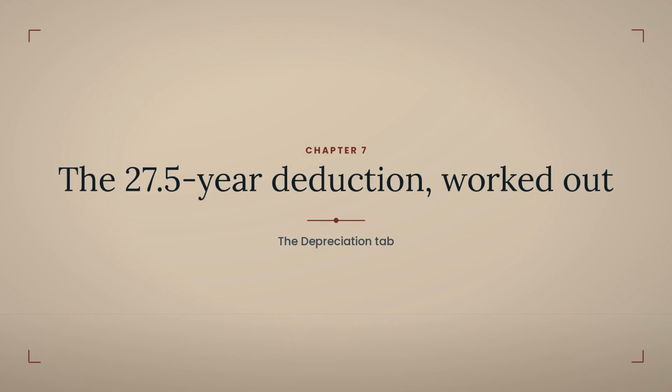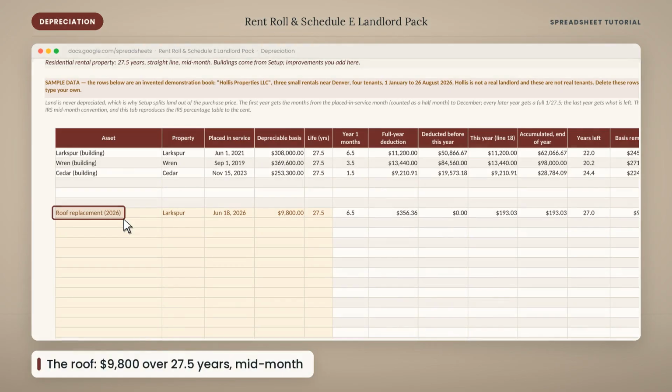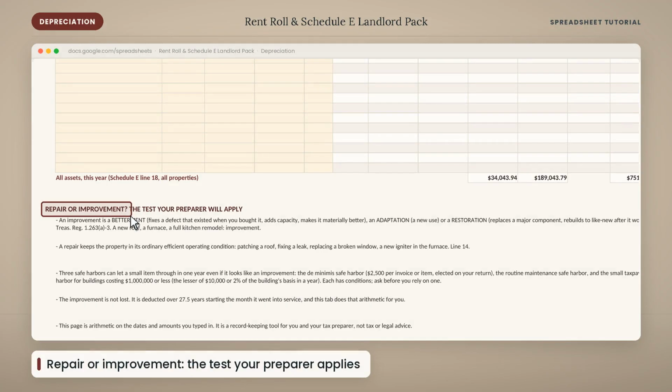Chapter 7. The 27.5-year deduction, worked out. Depreciation is 27.5 years, straight line, mid-month. Buildings come from setup, the roof you add here. Placed in service June 18th, it gets 6.5 months this year, $193.03 on line 18. Below the table, the test your preparer will apply. A betterment, an adaptation, or a restoration is an improvement. Everything else is a repair on line 14.